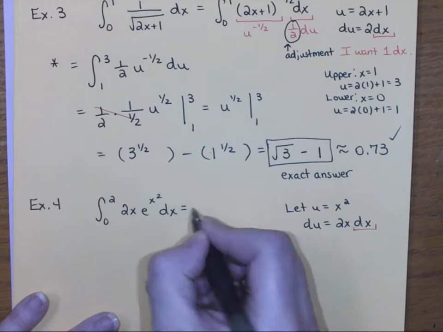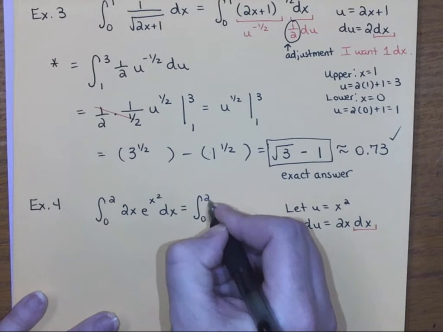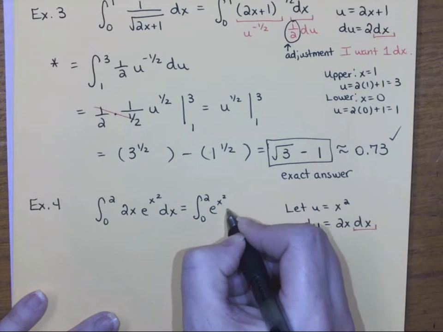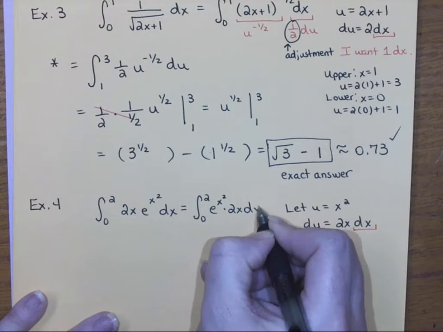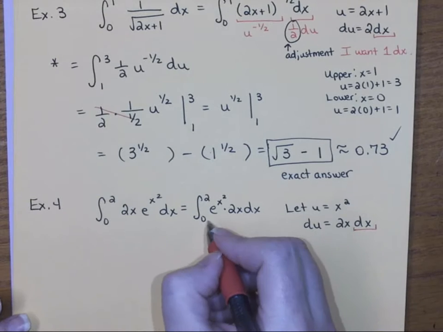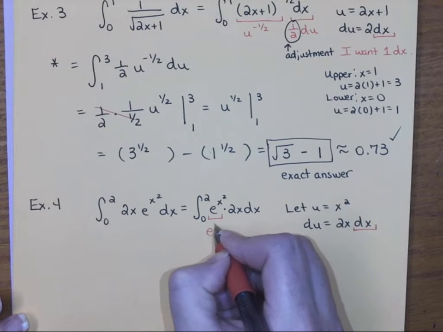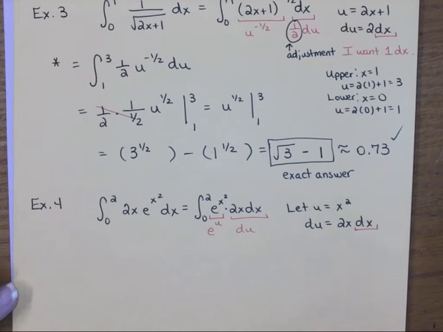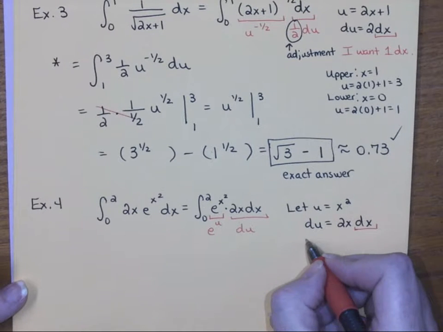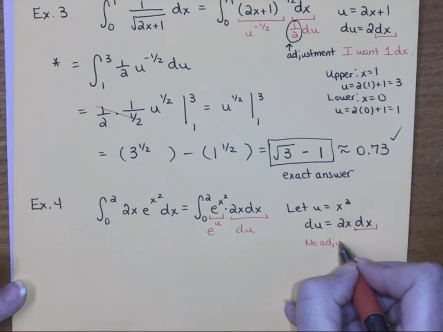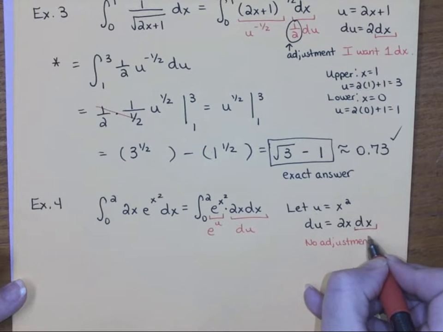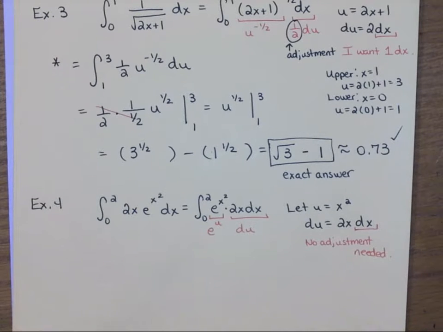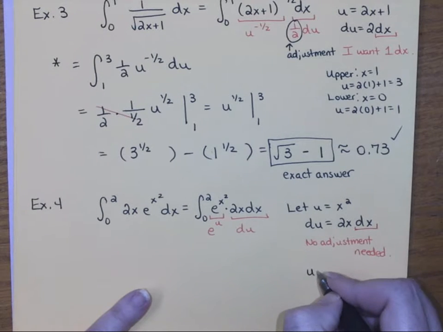Okay, so let's rewrite this if it helps. This is really the antiderivative from 0 to 2 of e to the x squared power times 2x dx. Notice I don't even need an adjustment. This would be e to the u, and this is perfectly du. So here, no adjustment needed. Sometimes you're going to run into problems that need adjustments, and sometimes they don't. But you still need to change the upper and the lower limits.